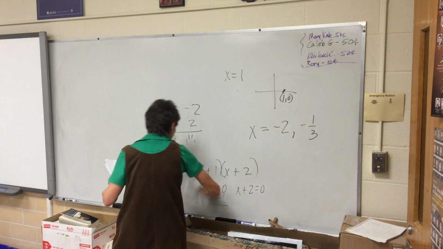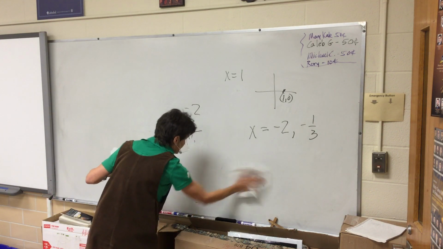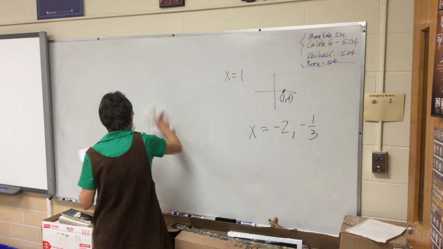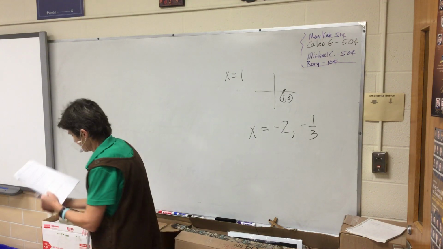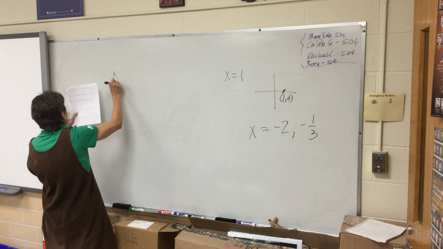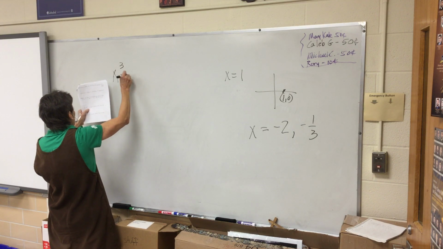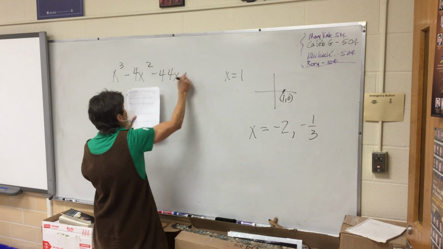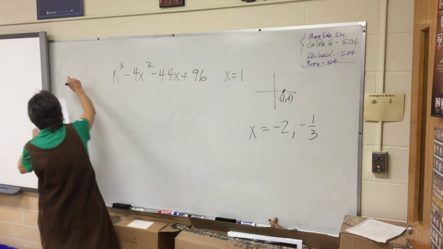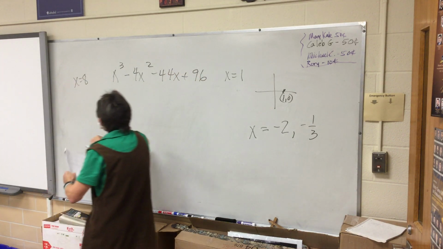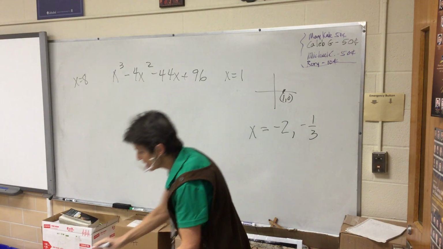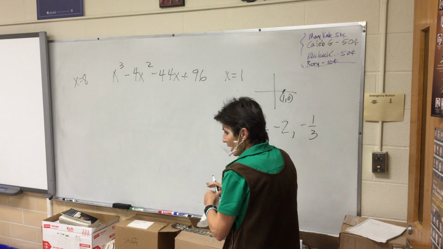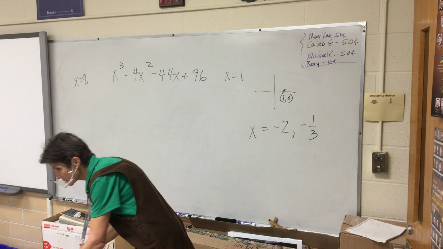Okay, let's look at the next one. We have this big long problem, but we know that 8 is a zero. So we need to find the other zeros.